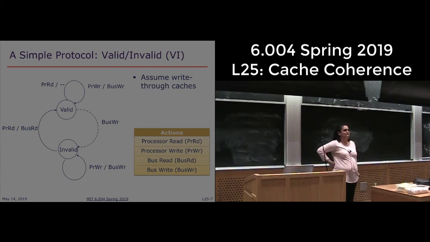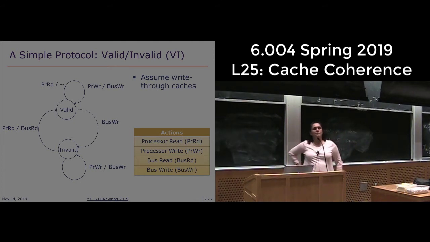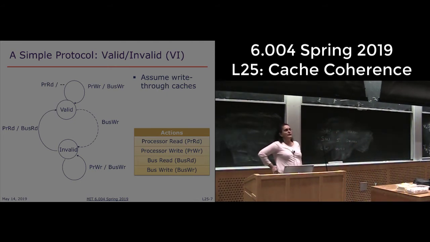Yeah. You can write directly to the memory. That's right. Basically every time I'm writing to the cache, I'm also updating memory directly. And so this last arrow here just indicates that in the case where I started off with an invalid and wanted to do a processor write, I would just write it straight to memory. I don't even need to bring it into my cache.